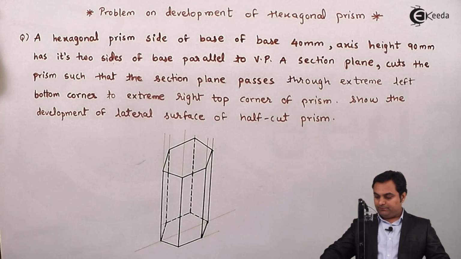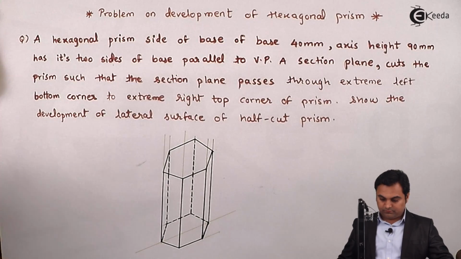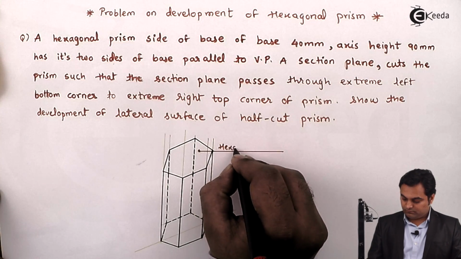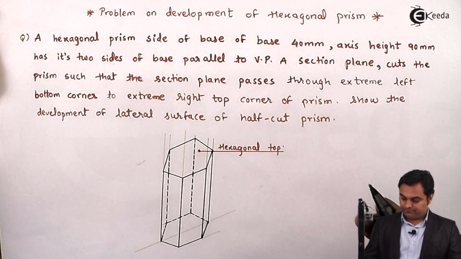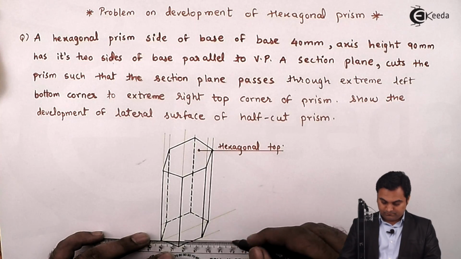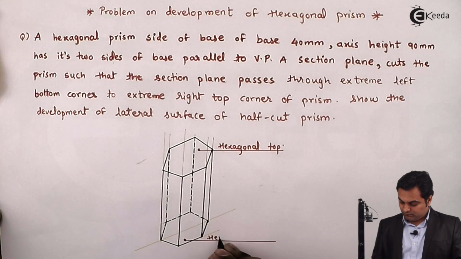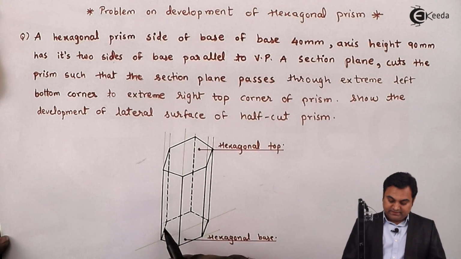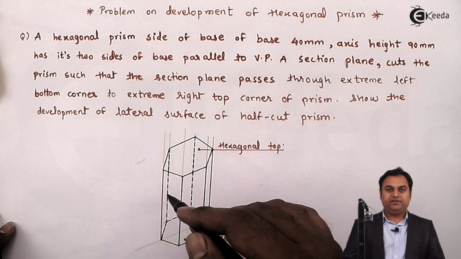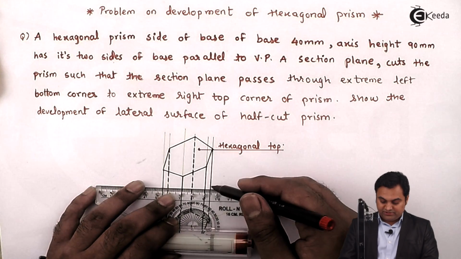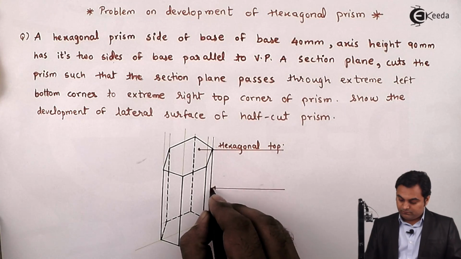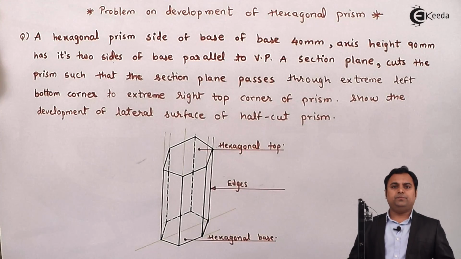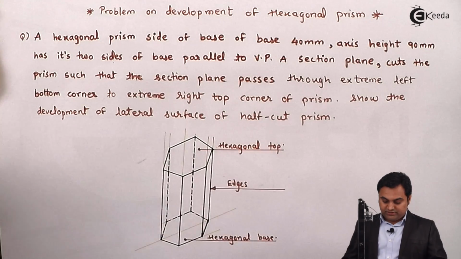So here is the diagram of the hexagonal prism. In this we have a hexagonal top, then a hexagonal base. Then since it is a hexagonal prism, it has 6 corners, and those 6 corners at the bottom are connected with the 6 corners at the top with the help of edges. Then because of the edges, since it is a hexagonal prism, there will be 6 rectangular faces. So these are the rectangular faces which we have.